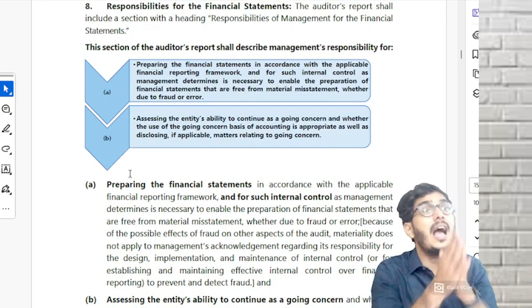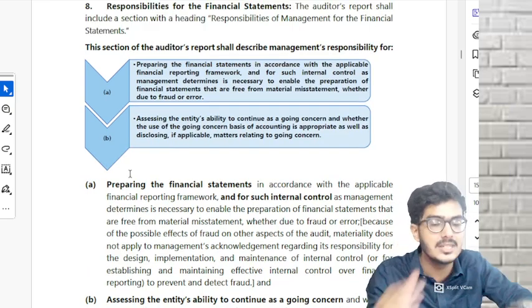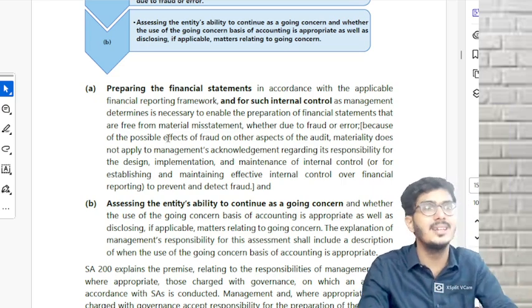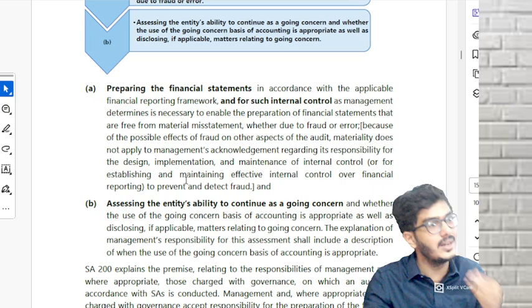Will you mug this? I would say it is not required, because of chapter 11. You can just remember that going concern is also a part of management's responsibility. Rest everything you already know from chapter 11. You can write it on your own also.